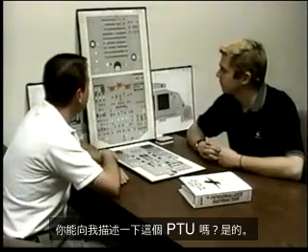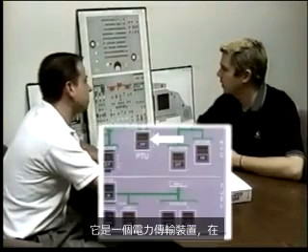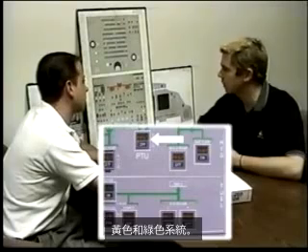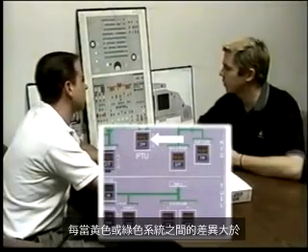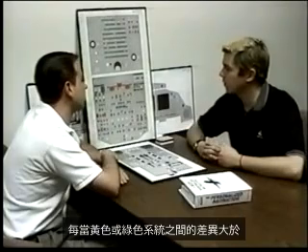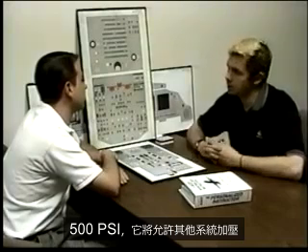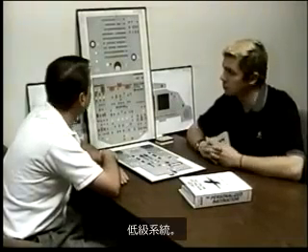Can you describe to me this PTU? Yeah, it's a power transfer unit, and it operates between the yellow and the green system. Whenever there's a difference between the yellow or green system of greater than 500 psi, it'll allow the other system to pressurize the low system.